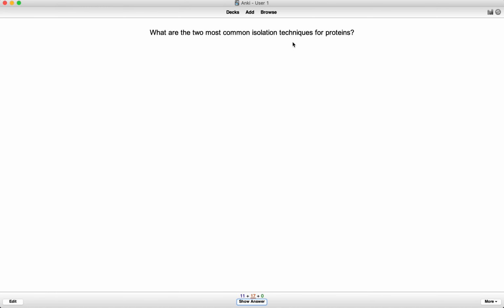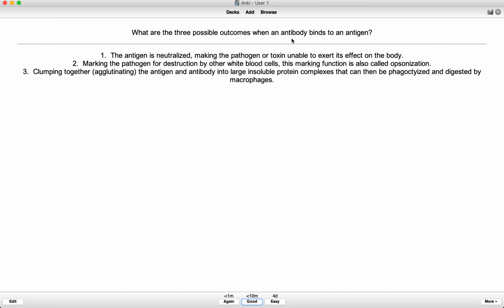Chromatography and, what was the other one? Chromatography and electrophoresis. Neutralization, clumping together, or opsonization. Opsonization, agglutination, or neutralization.